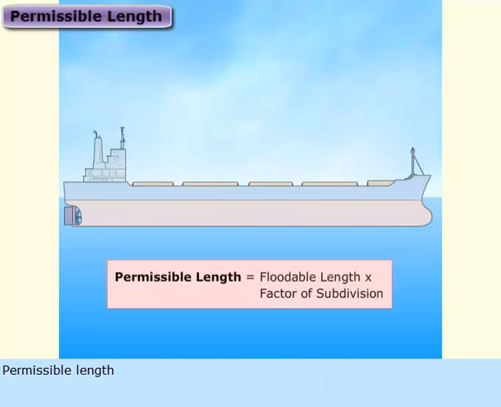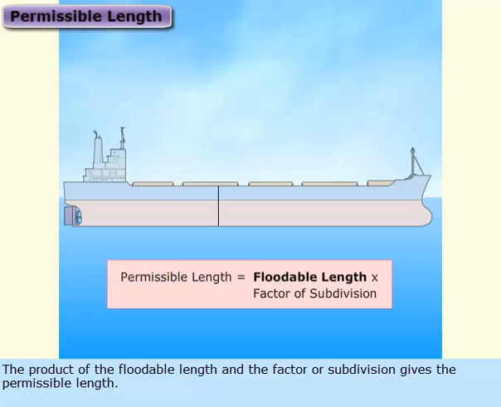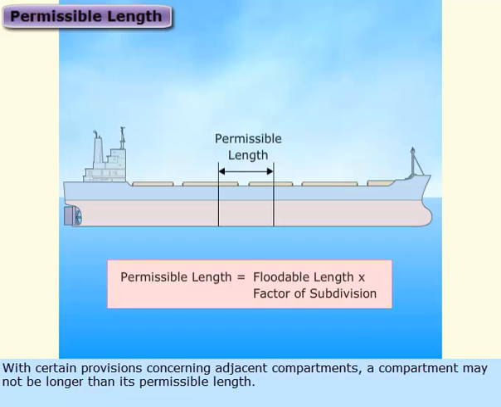Permissible length. The product of the floodable length and the factor of subdivision gives the permissible length. With certain provisions concerning adjacent compartments, a compartment may not be longer than its permissible length.